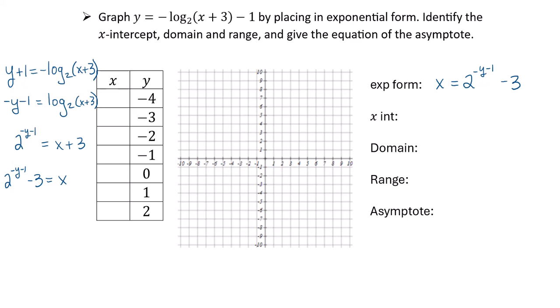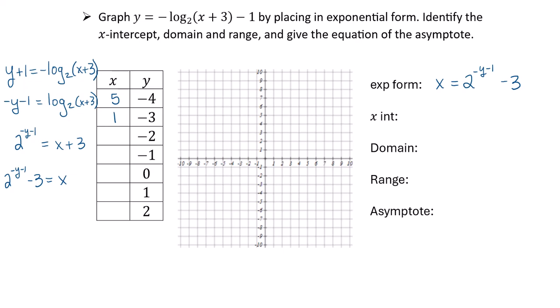If I have a negative 4, this is going to make this a positive 4. And positive 4 minus 1 is 3. 2 to the third power is 8, and 8 minus 3 is 5. Let's try with a negative 3. Putting a negative 3 in there makes it the opposite, positive 3. And positive 3 minus 1 is 2. 2 squared is 4. And 4 minus 3 is 1.